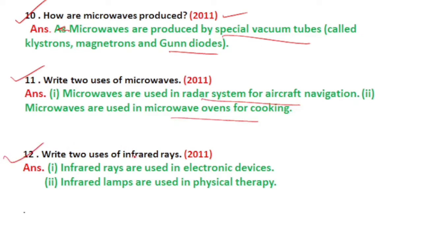Next, question number 12. Write 2 uses of infrared rays. Infrared rays are used in electronic devices, right? Also, these are used in physical therapy. So, in this way, you write answers of all these questions.